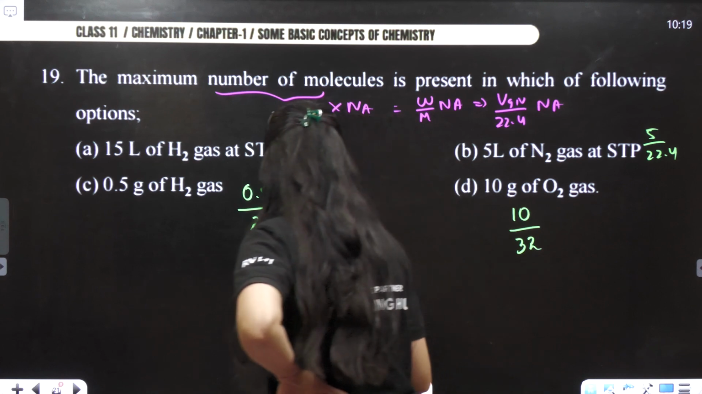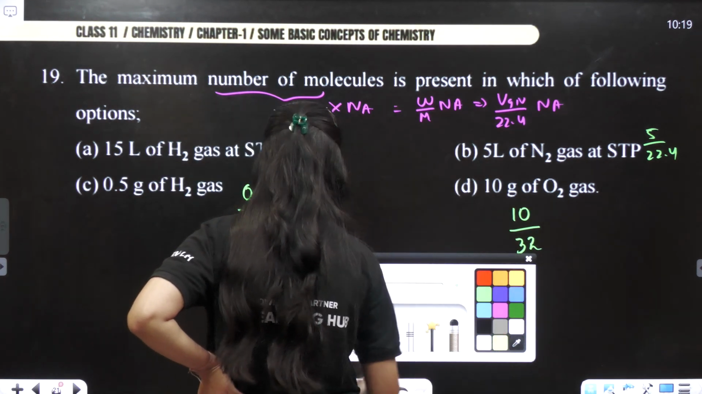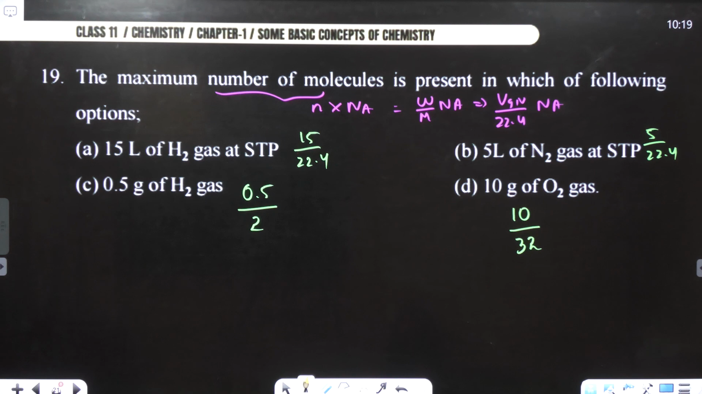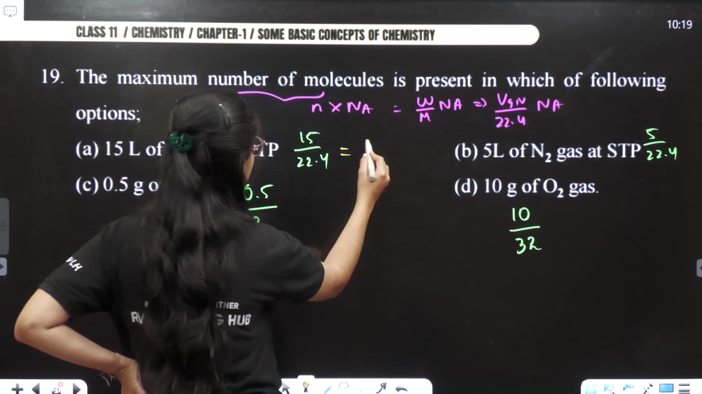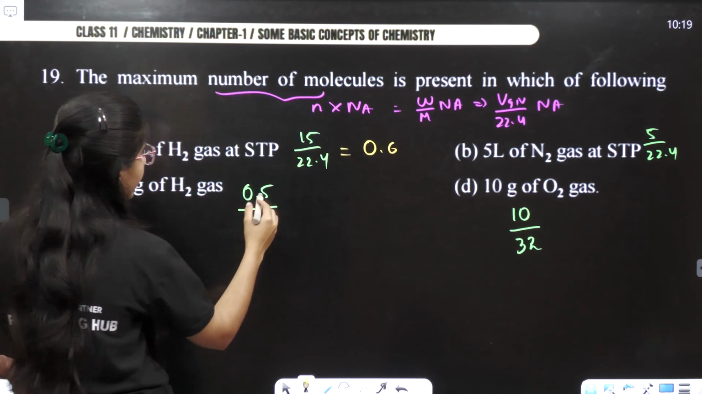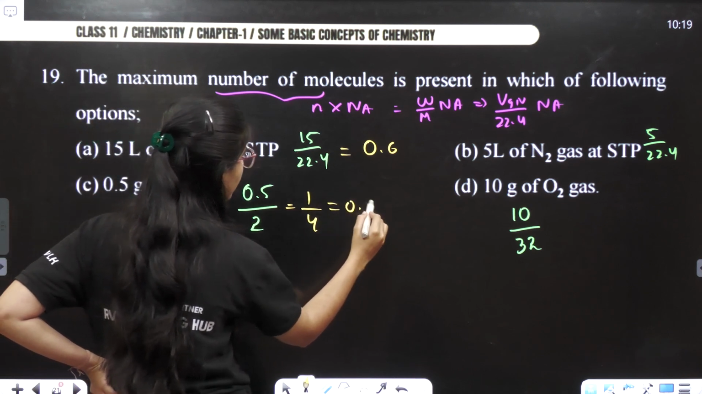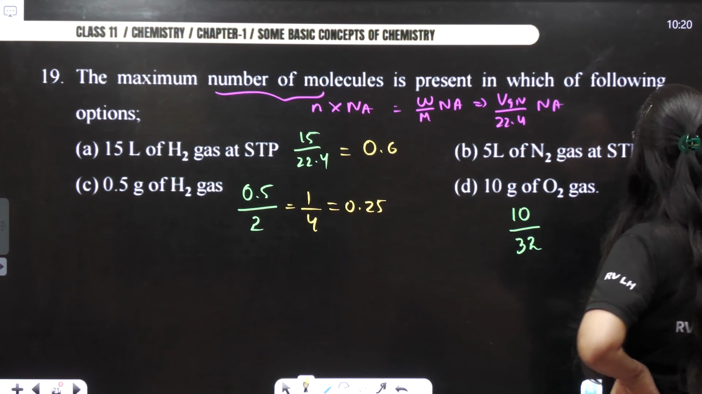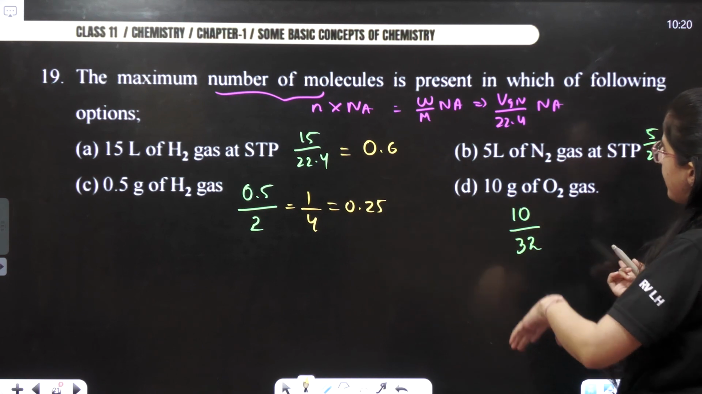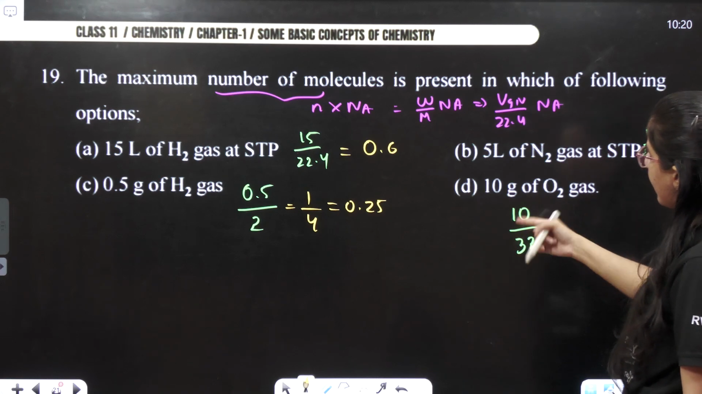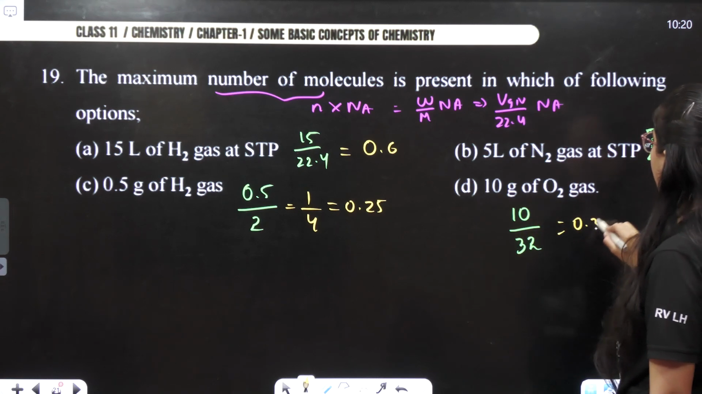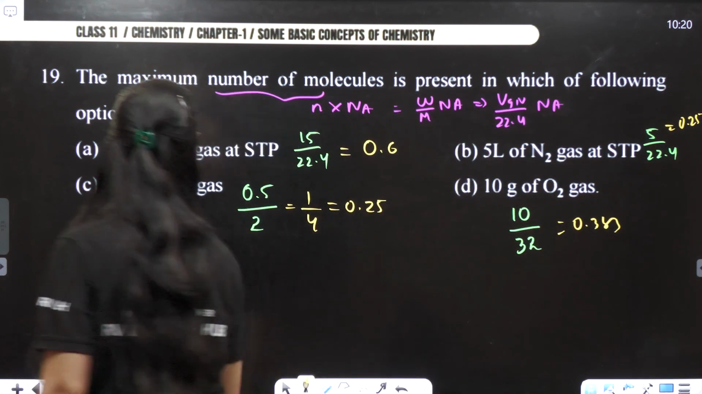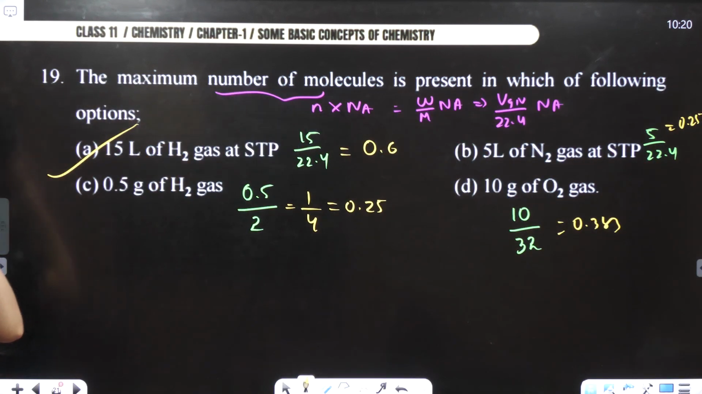Correct? So now, what are the moles you will be getting here? So for the first case, 15 divided by 22.4, here you will be getting approximately 0.6. And here it will be equal to 1 divided by 4, 0.25. And here also you will be getting 0.25. And here if you take approximately the 30, it will be 10 divided by 30, 0.33. So which is having the highest number of moles? Option number A. So option number A will be your correct option.